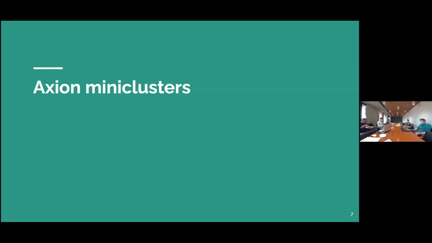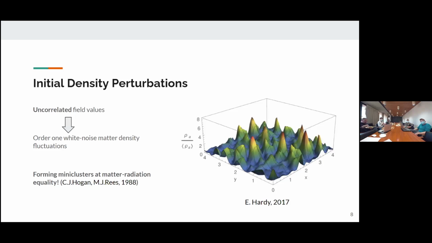Okay, now I will tell you the story of substructure formation, and we call the initial substructure axion miniclusters. And it's again from the mechanism to produce dark matter. We have uncorrelated field values. I've shown you a plot that we turn on the potential, we convert vacuum energy to dark matter, and those field values will be uncorrelated at different horizon patches. Therefore, you would have order one white noise matter density fluctuations because you convert that vacuum energy to matter density. And this is a plot to show you the inhomogeneity in the matter density.